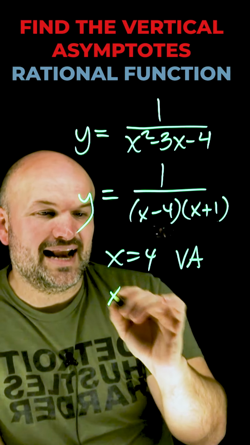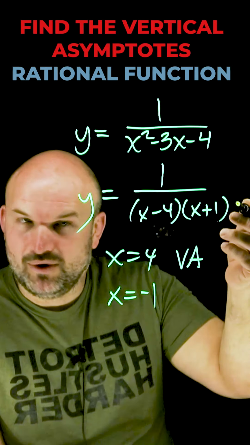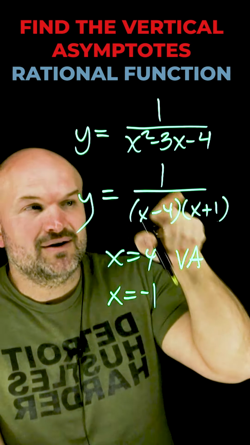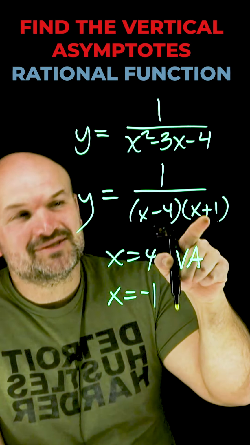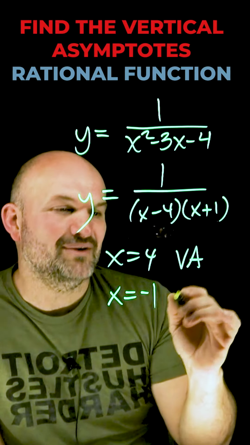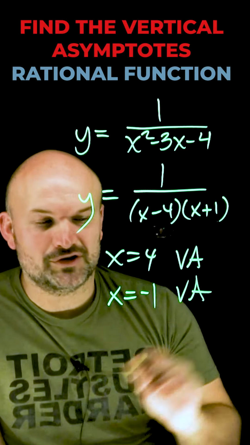Over here, you can see that x equals -1, not 1. But when -1 is plugged into there, that makes that 0, which makes that 0. So when you multiply by that, it's going to be 0. So that is also going to be your vertical asymptote.